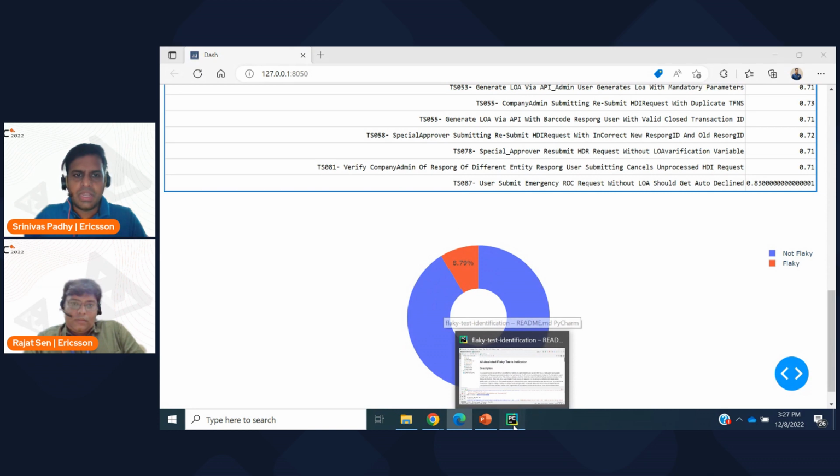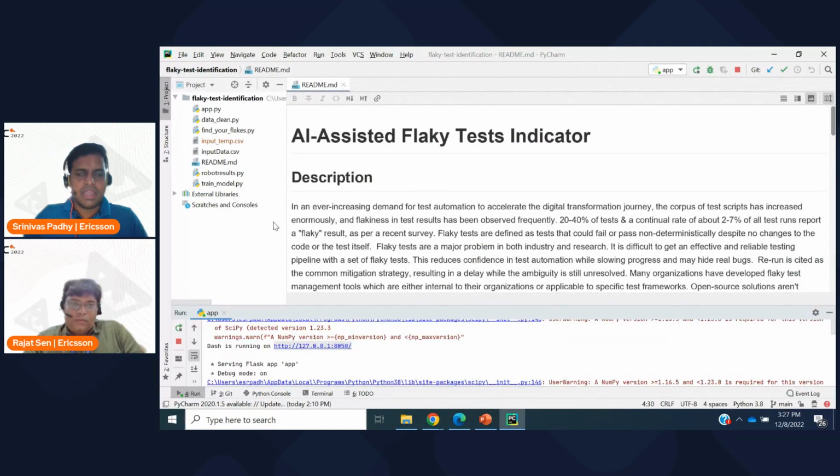Now I'll quickly go here, and I am going to explain the solution architecture as well in a while, but just be with me to understand a few lines of these things. One is app.py, data clean.py, find your flakes, robot results.py. So basically we are converting the robot framework execution logs, and here we will be training a model, and then we will get train data. I'll show a solution architecture about it also, but just be with me to understand these steps.